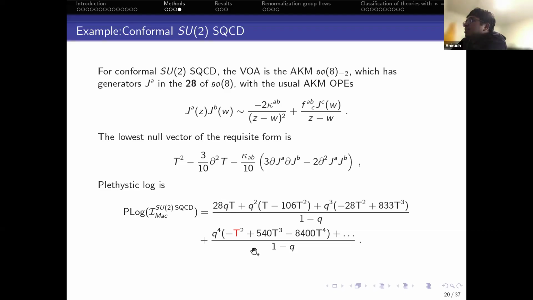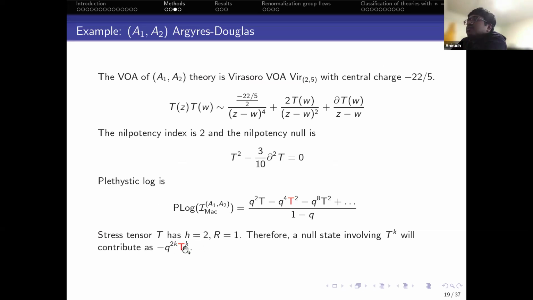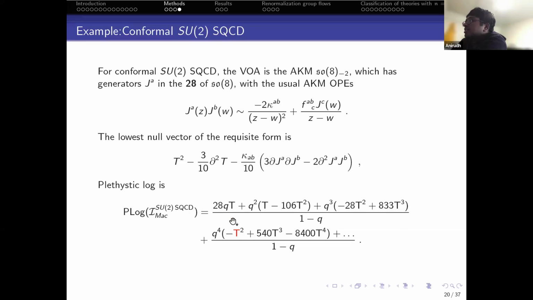And then we want to find the null of the form which I showed here, which is like q^2k t^k. And you can see it's here. No other term looks like that. And indeed, it is a t squared term. So this way you can try to identify, or at least make an educated guess as to what the null is. Also, if you have a completely refined index, then it's easier to identify this null because then it is a singlet under those symmetries.